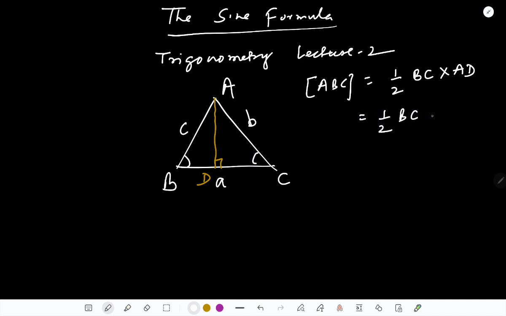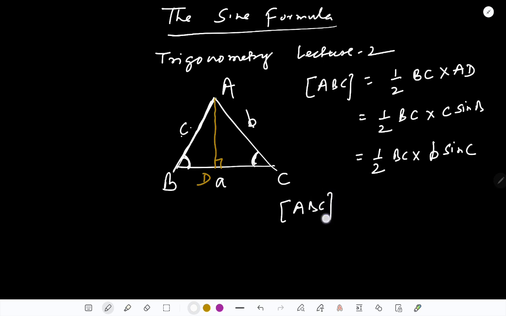The BC is as it is, but AD can be written as AB sine B. Take this angle and take this length, call it AB or call it c simply, so that AD can be written as c sine B. You take this angle, and you can also write it half multiplied by base, that is BC, or if you use this angle and this right angle triangle, AD is b sine C. So you can write it here like b sine C.